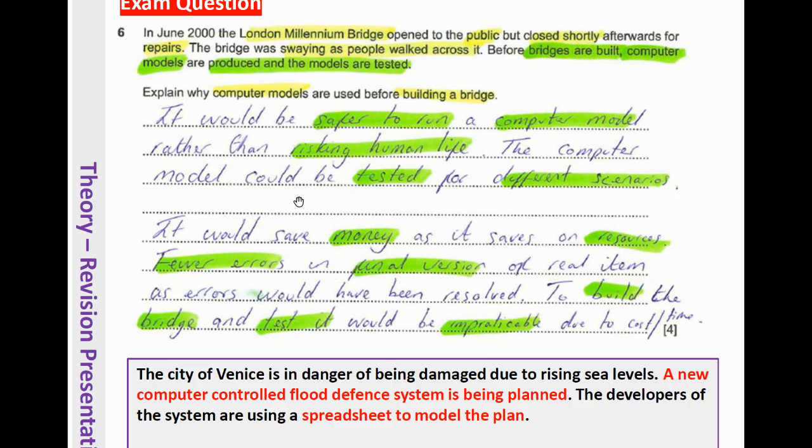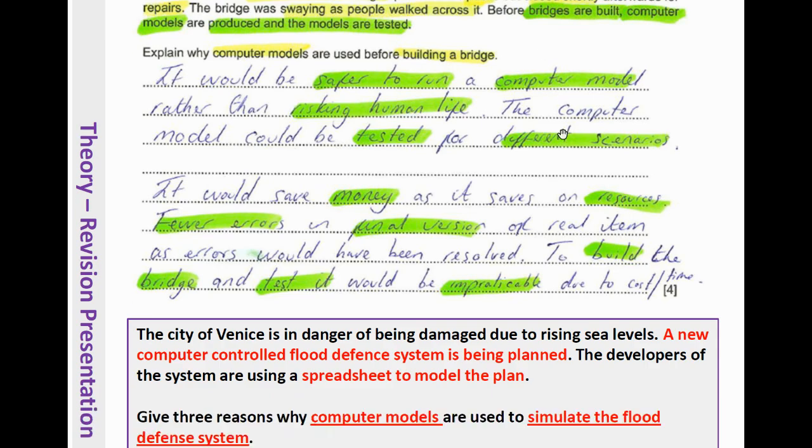So what these guys have done is build a bridge only to find out there are issues when people walk across it, swaying from one side to another. What they could have done is use a simulation to check for different scenarios, and these could have been resolved if issues were found before you actually built the bridge.